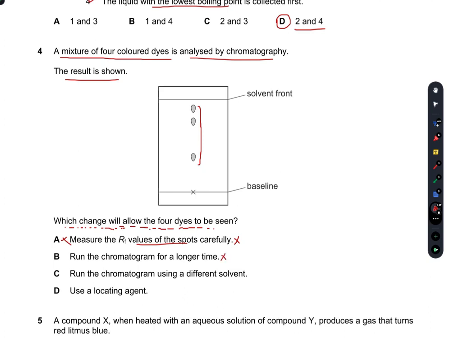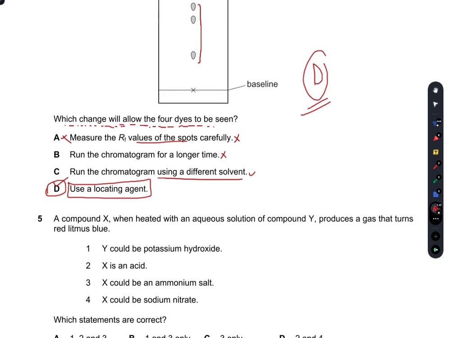Running the chromatograph using a different solvent. No, I'm not sure about this one. Using a locating agent. A locating agent will directly identify each of these four dyes. So yes, I would go with locating agent. So D is the right option.